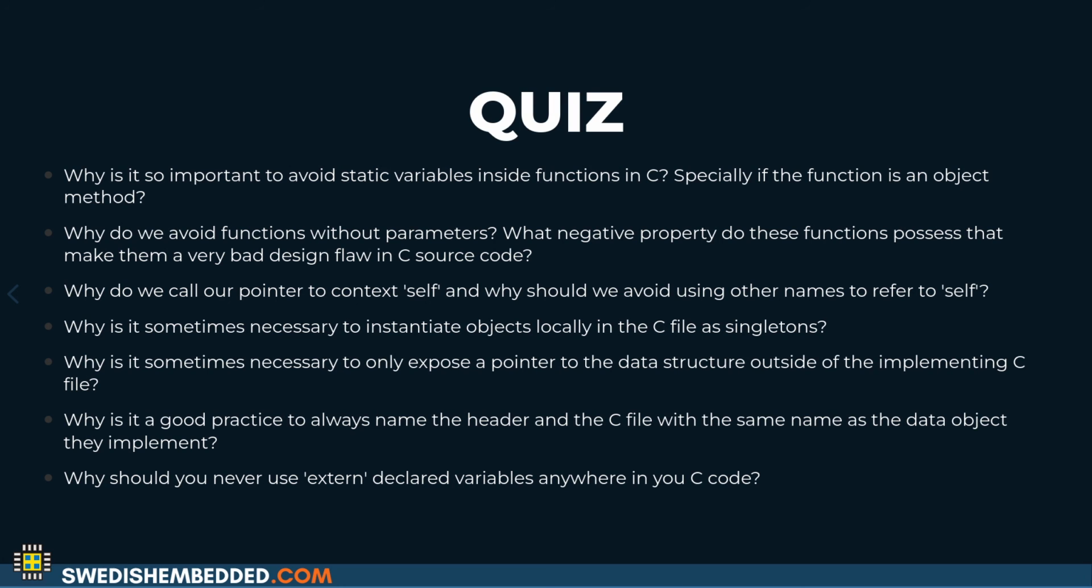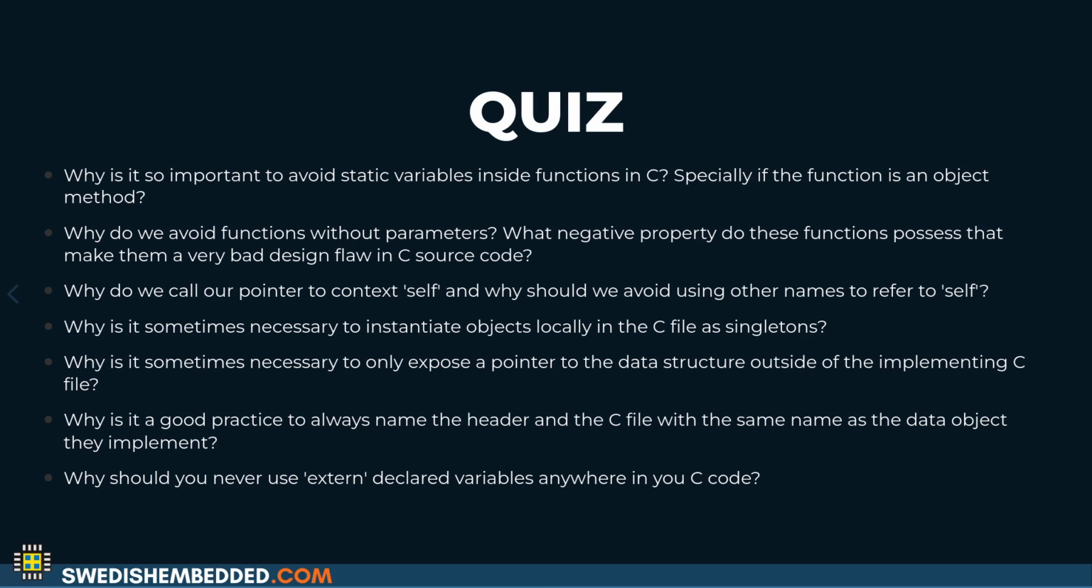Why is it sometimes necessary to only expose a pointer to the data structure outside of the actual implementation of the code? What benefit does that have? Do you need to know the information about all the types that are part of that data object, or can you just know the type of the pointer to that data object if you hide that inside the implementation? Why is it a good practice to always name the header file and the C file with the same name as your data structure?